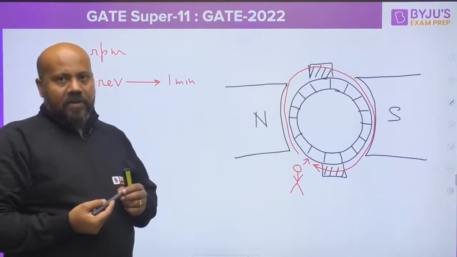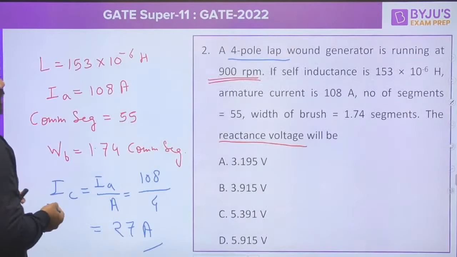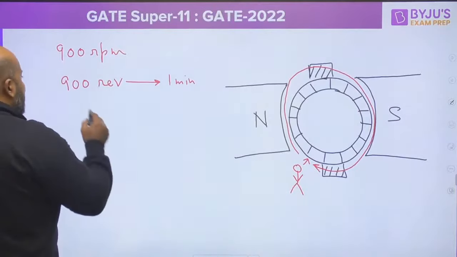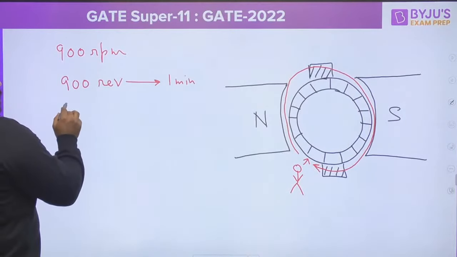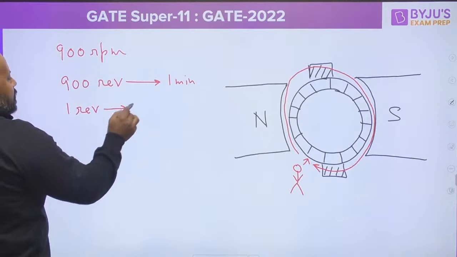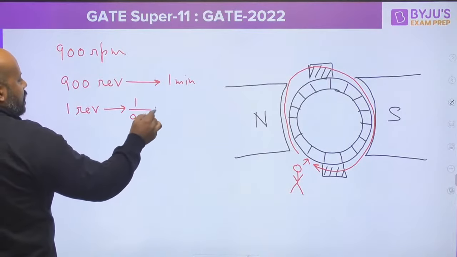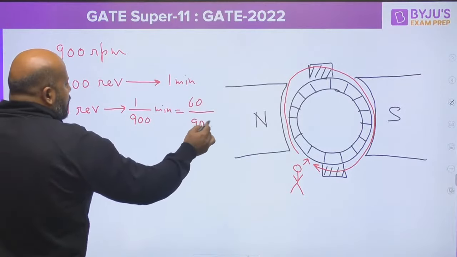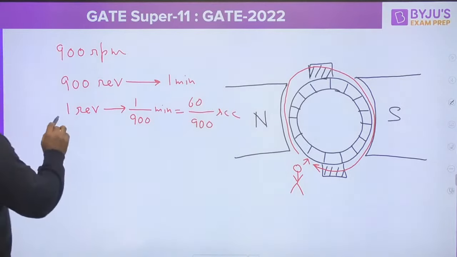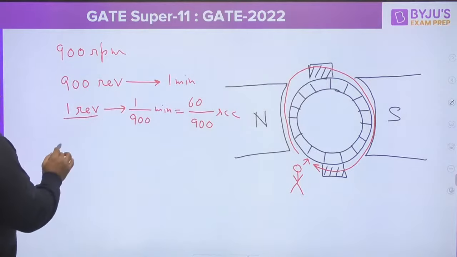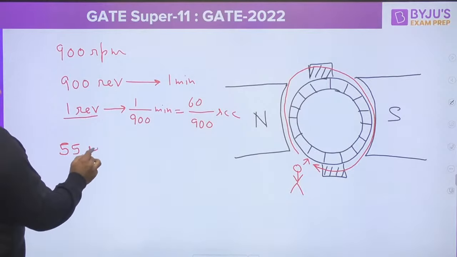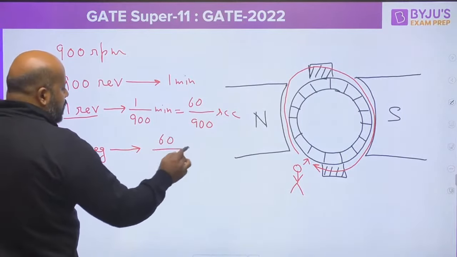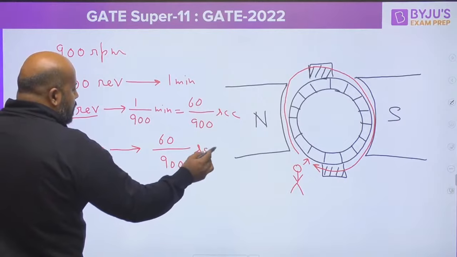All the commutator segments. How many commutator segments are given? He is saying a total of 55 commutator segments are there. So you can say one revolution time is 1 upon 900 minute, or you can write 60 upon 900 seconds. In this one revolution, 55 segments are going to pass through in a time of 60 upon 900 seconds.